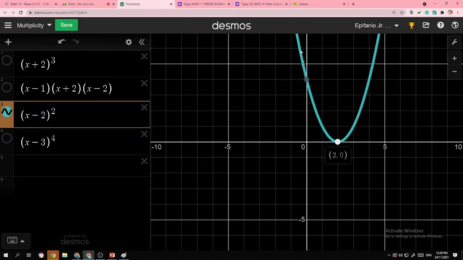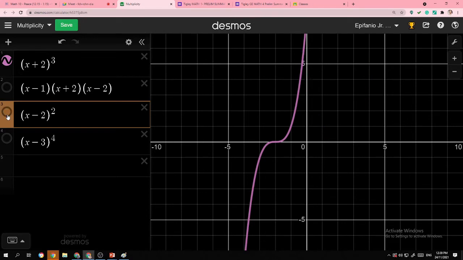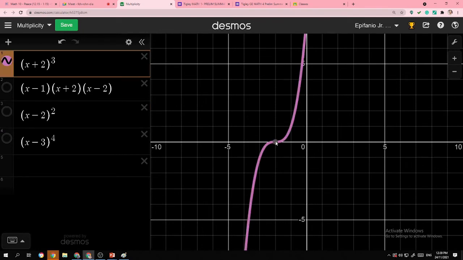My question: does it behave the same as number 1 earlier? What is the difference between 1 and 3? Let's go back to number 1. How do you describe the odd multiplicity with respect to the x-axis? It starts with the letter I. I, N, T, in. Okay, that's the correct word I'm looking for.